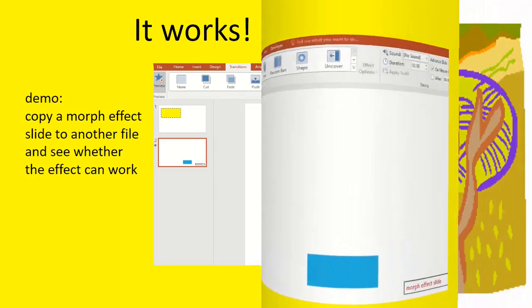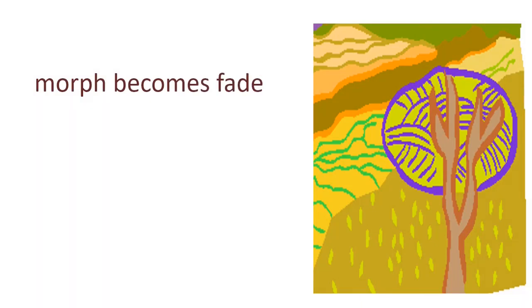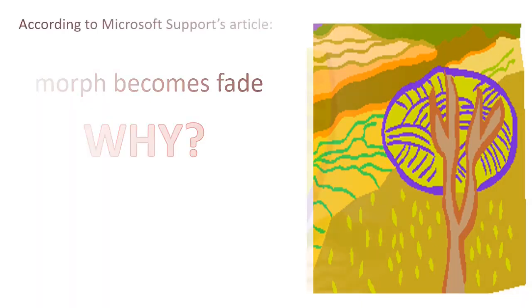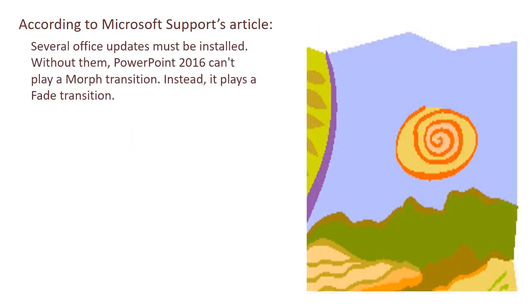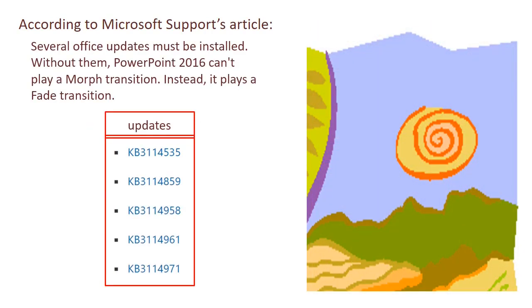Why is fade transition shown instead of morph transition? Like what some people have mentioned, when I use the morph effect slide, there is no morph transition. Fade transition is shown instead.